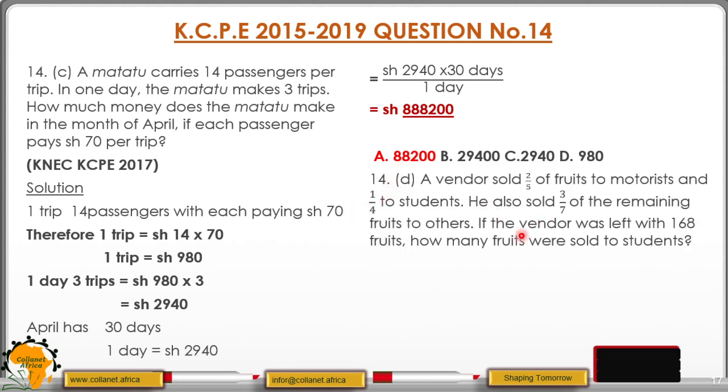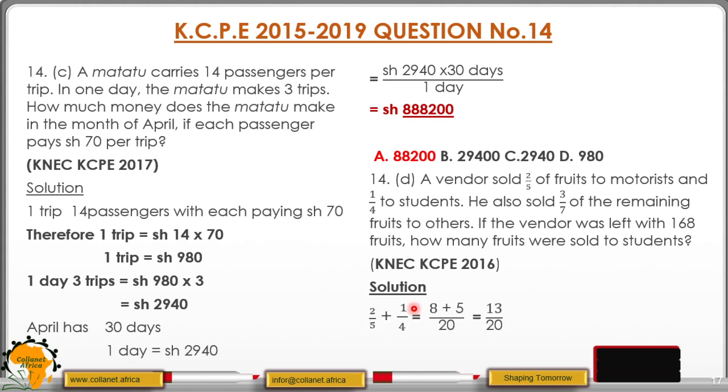We have D, which was from KCPE 2016. A vendor sold 2/5 of the fruits to the motorist and a quarter to students. He also sold 3/7 of the remaining fruits to others. If the vendor was left with 168 fruits, how many fruits were sold to students? This question is very common in almost every KCPE, so take it seriously.